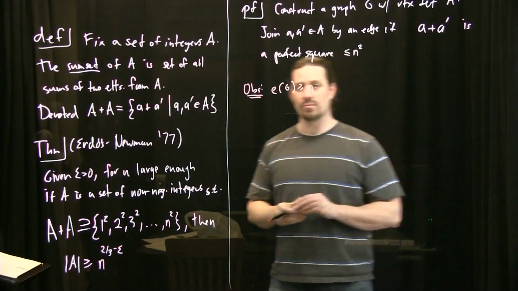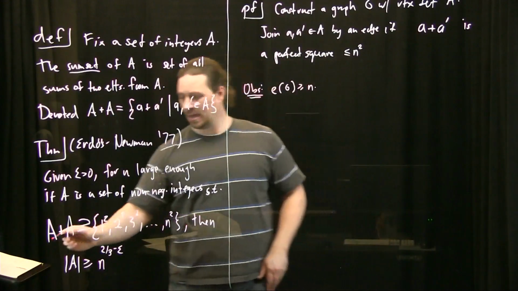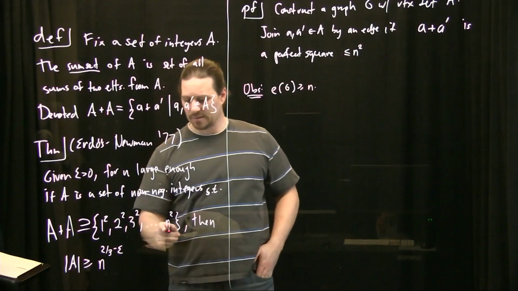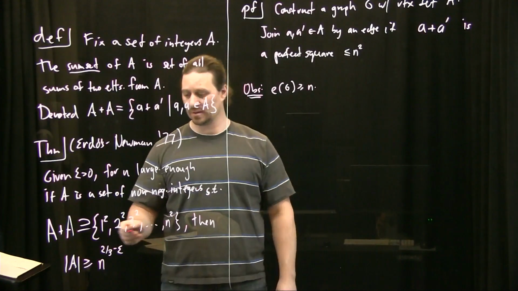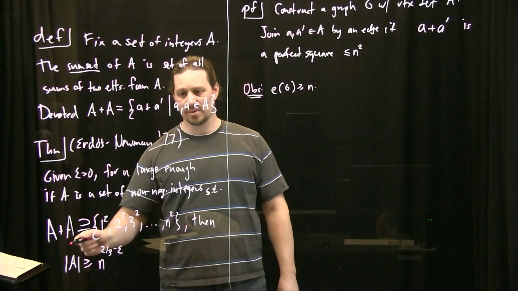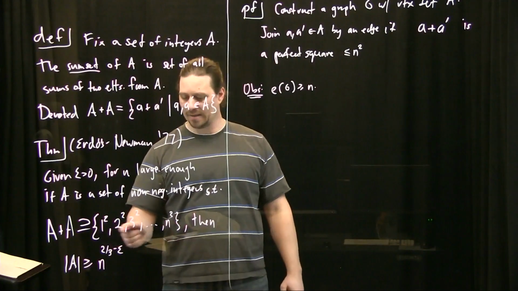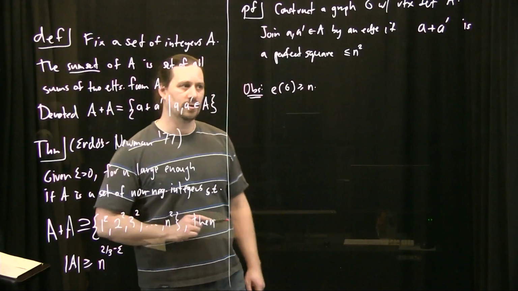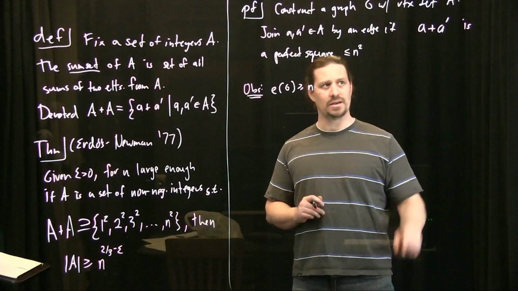Okay, why is that? Well, what's the condition we have on the set A? The condition on the set A is that its sumset contains all these squares and maybe a bunch of other things, probably a bunch of other things, but it definitely contains all these things. How did these things occur in the sumset? Well, I was able to find an A and an A prime such that when I added them together, I got a perfect square here, okay?